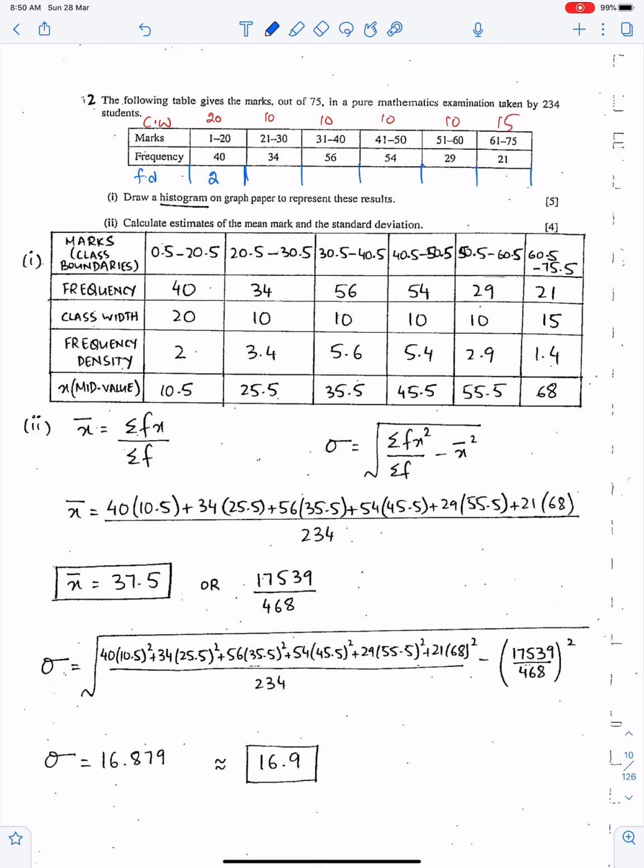So if you have enough practice, then you can draw this table. Otherwise, you should use this table. 5.4, 2.9, and I think this should be 1.4. Yeah, this is here.